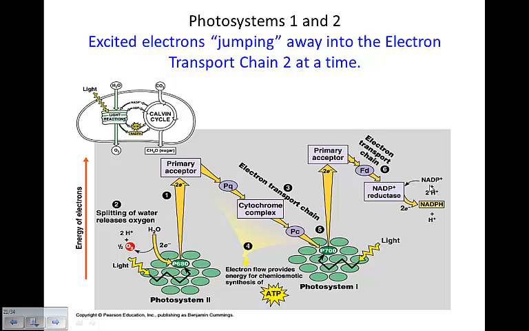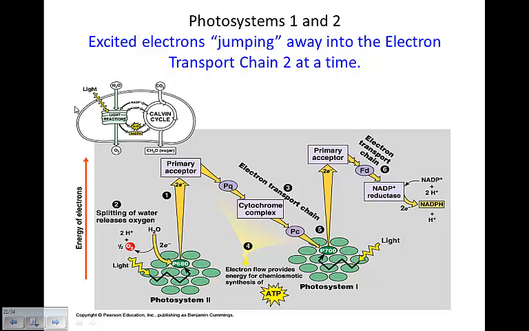Here's the NADP plus, and here are our two hydrogens from the splitting of water. One of them binds here to NADP plus. It takes energy to do this, and we have NADPH, and that other hydrogen is sitting there. You're going to see why that's important coming up. That is the electron transport chain, where those electrons are jumping all over, transferring all over the place. Ultimately, we're going to end up with ATP and NADPH.